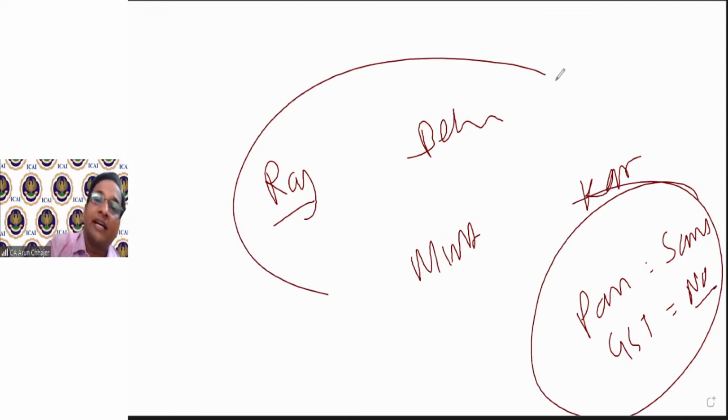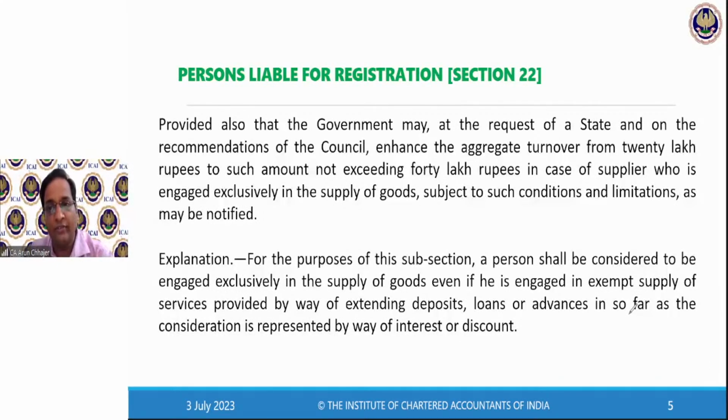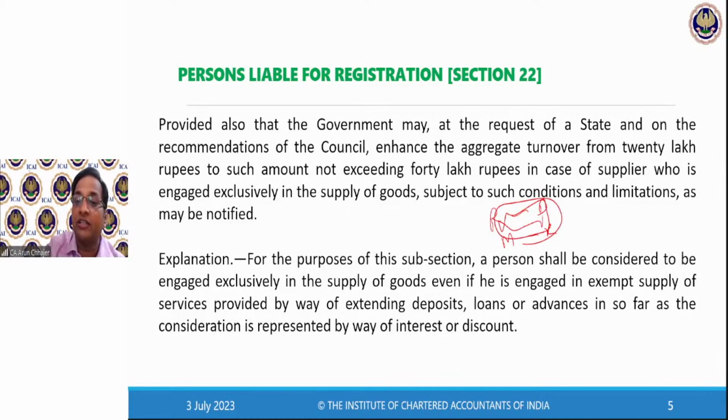If you have one PAN but multiple GST numbers, they will be called Rajasthan, Delhi, Mumbai, Karnataka. They will be treated as distinct persons. Supply between them would always be taxable.